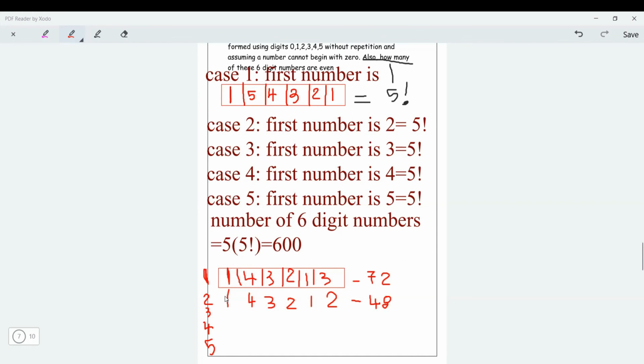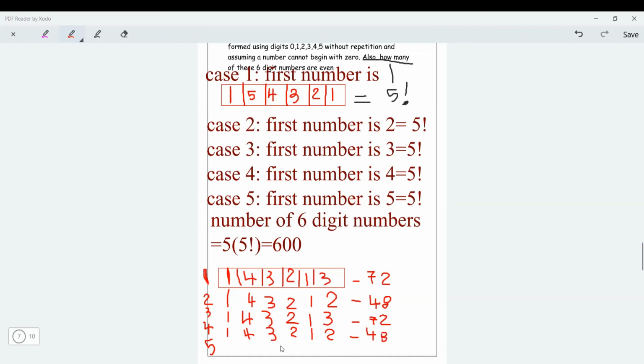Now for 3, we start with 3 and we can end with either 0, 4, or 2. So that's 3 right here, and it's going to be 4, 3, 2, and 1. So that's 72. Case 4: if it starts with number 4, then it can either have 0 or 2 at the end. So then this is just going to be 2 times 4, 3, 2, 1. Multiply them across and you get 48.